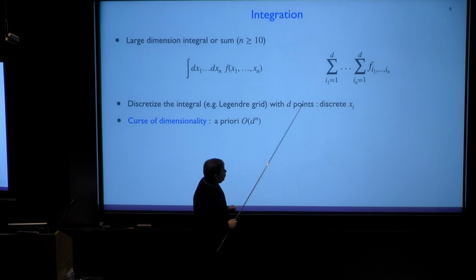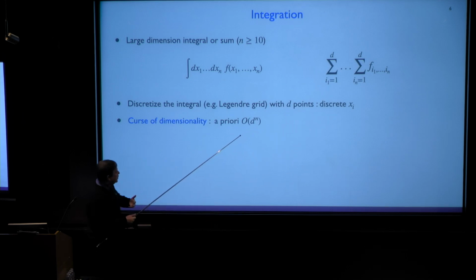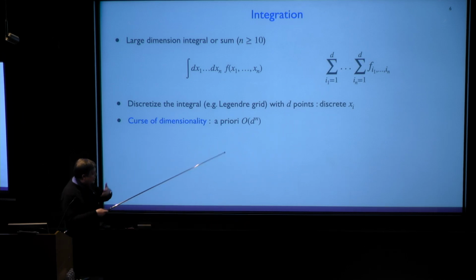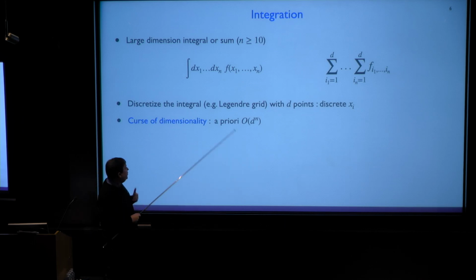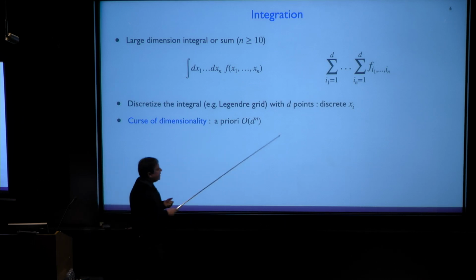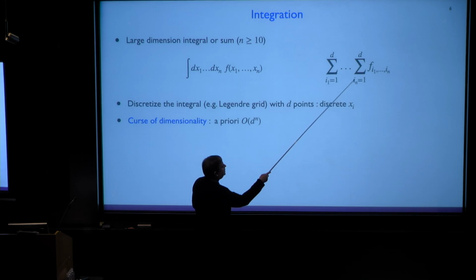And clearly, a priori, this is a difficult problem, right? That's why, in statistical mechanics, you have to compute partition functions and things like that. That's difficult because you have the curse of dimensionality. In order to compute this sum, a priori, I need d to the n operations.